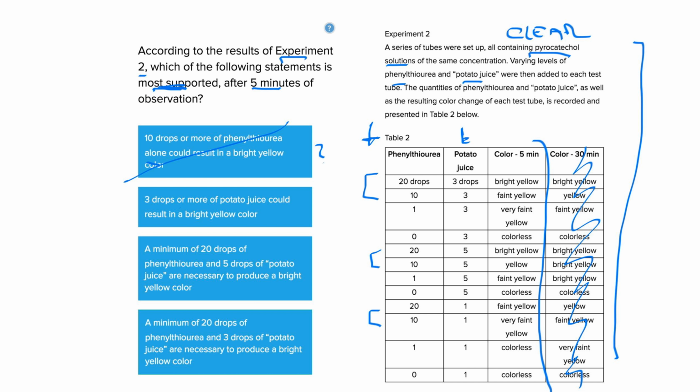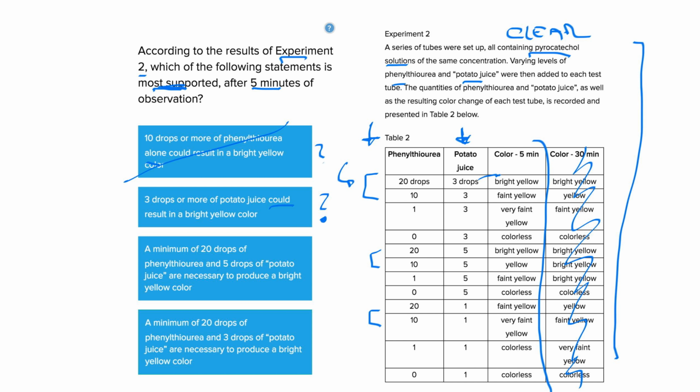Answer choice B says 3 drops or more of potato juice could result in a bright yellow color. Potentially, so 3 drops seems to result in a bright yellow color. It's true, potentially more. It could result. So yeah, at least it could, as we see here in the first example. However, it seems to beg the question here, well, could it have been the potato juice alone, or is it the mixture of the potato juice with the phenylthiourea that, when they're added to the Procatocol, actually produces a bright yellow color? Could be. Maybe we'll find something better.